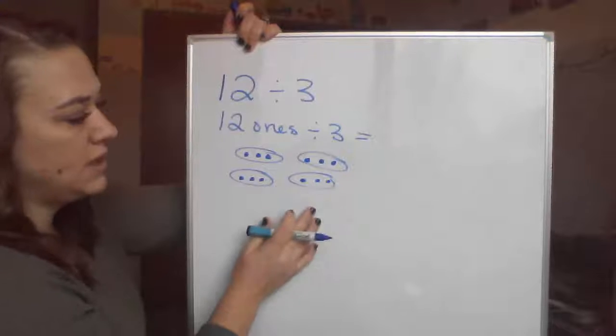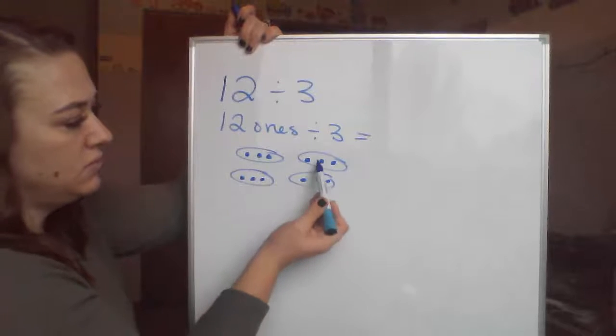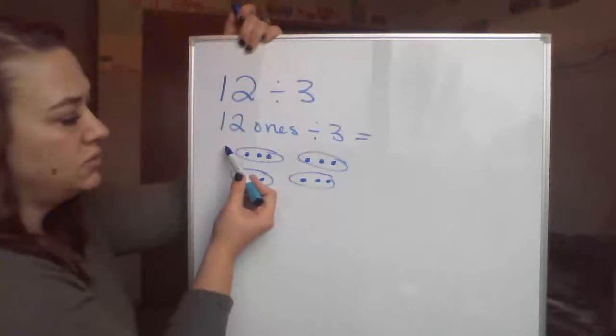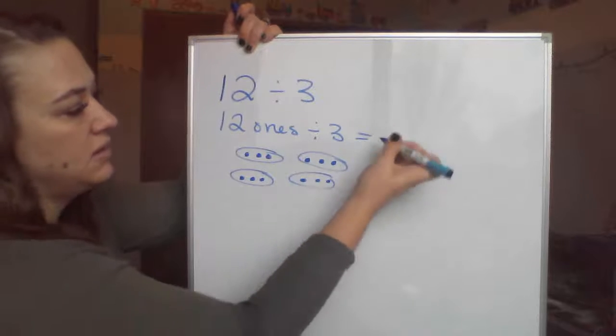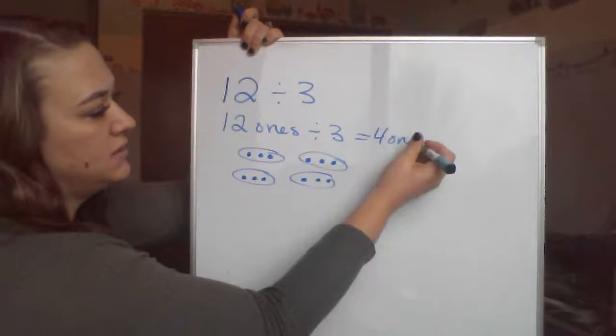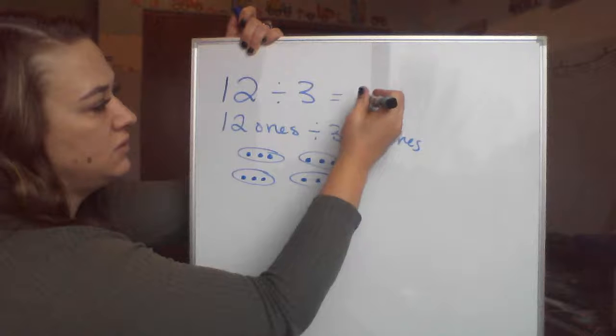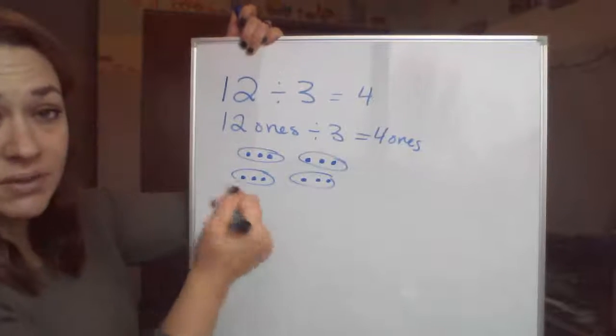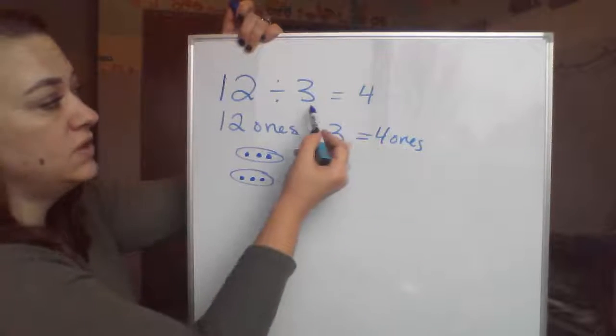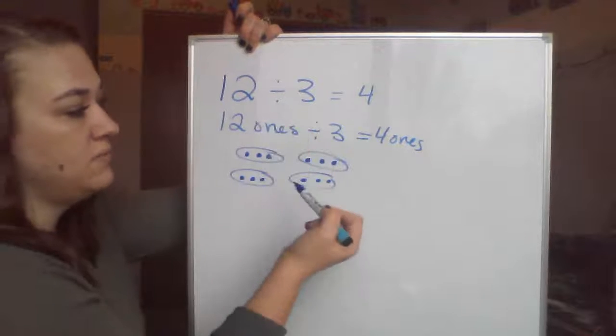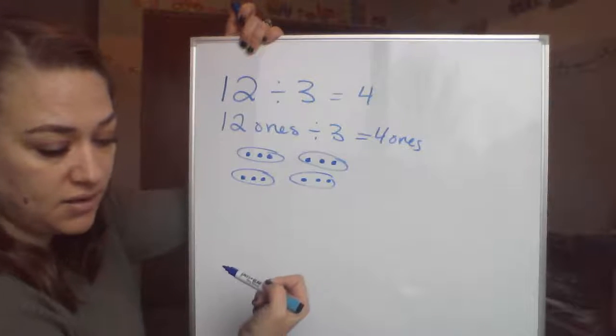How many groups were we able to make? 1, 2, 3, 4. So 12 ones divided by 3 gives me 4 ones, which is equal to 4. Remember, if we double check it, we can reverse it. Well, 4 times 3 is 12. That would be a correct answer.